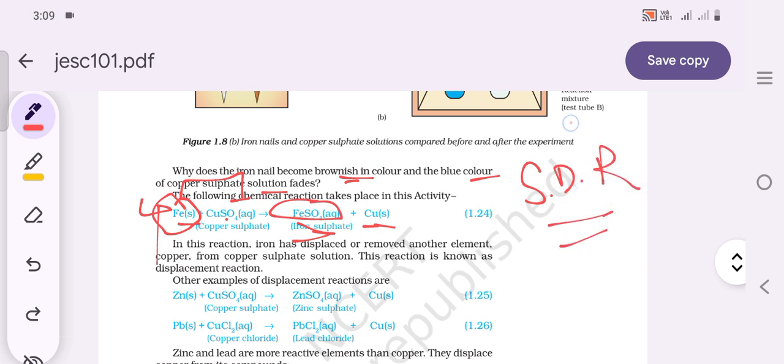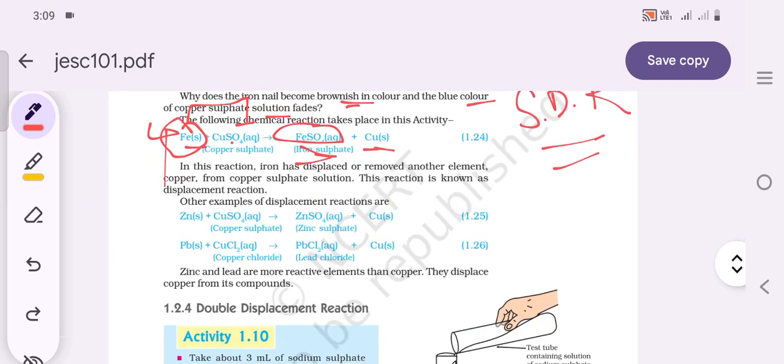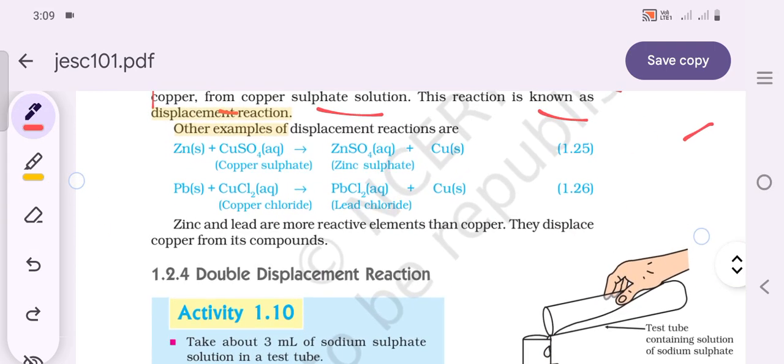So in this reaction, iron has displaced or removed another element, copper, from copper sulfate solution. This reaction is said to be a displacement reaction. I hope everyone has understood displacement reactions.